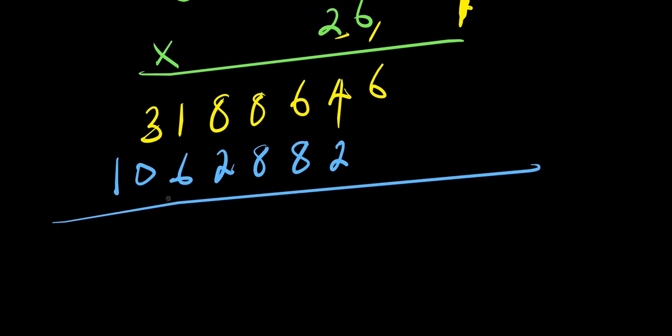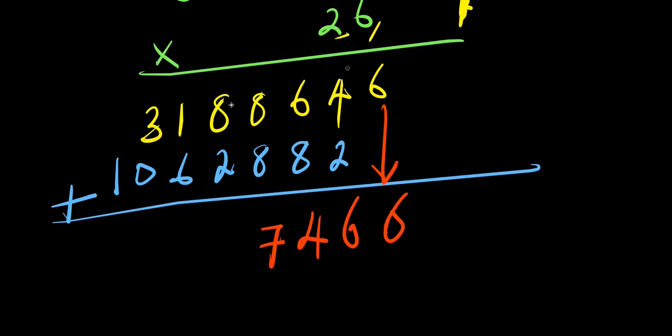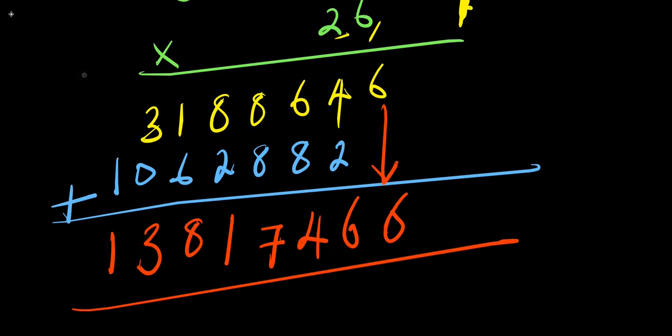It's time to add. This will bring it down. That is 6. This is 6. This will be 14. 4 carry over 1. Add here, this is 17. 7 carry over 1. Add to 11. 1 carry over 1. Add here, 8, 3, 1. So this is our answer.